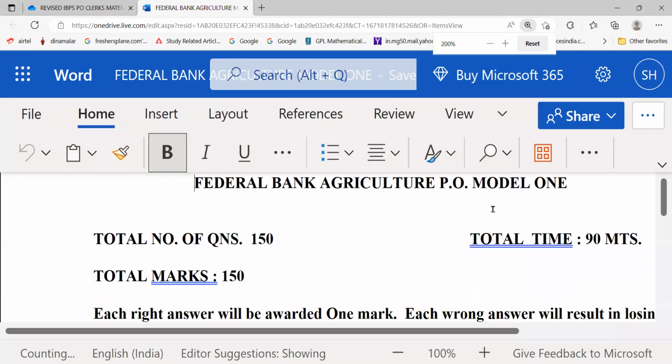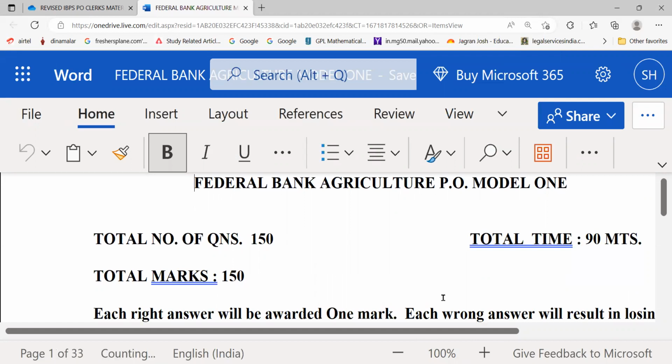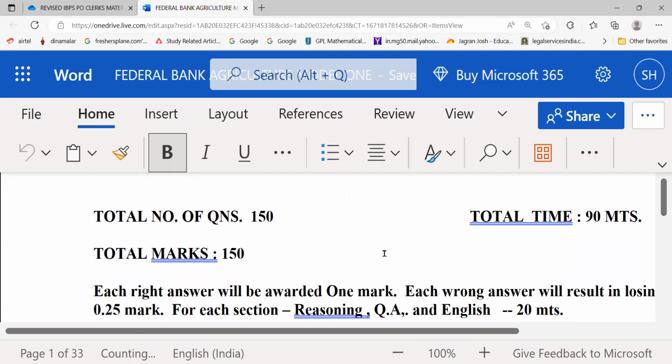I prepared model paper 1 myself about 1 month back because there was pan-India recruitment for agricultural officers. They have now gone for interview. Nearly 150 candidates have gone through me.